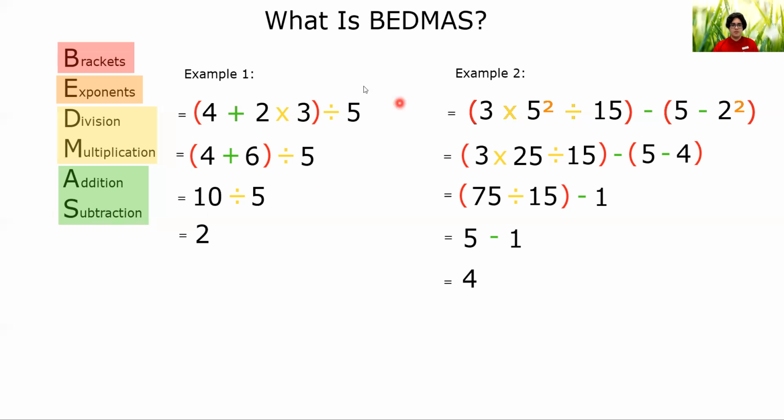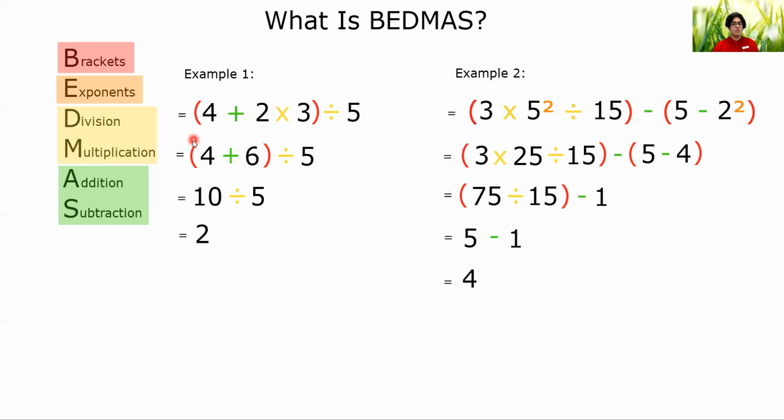So let's look at this first example here. It's 4 plus 2 times 3, and that's in brackets, and it's all divided by 5. Once again, first we have to solve our brackets. Now we look within the brackets, and we have addition and multiplication. We know from this acronym that we're first to do multiplication. So we're going to do the operation 2 times 3, which is equal to 6.